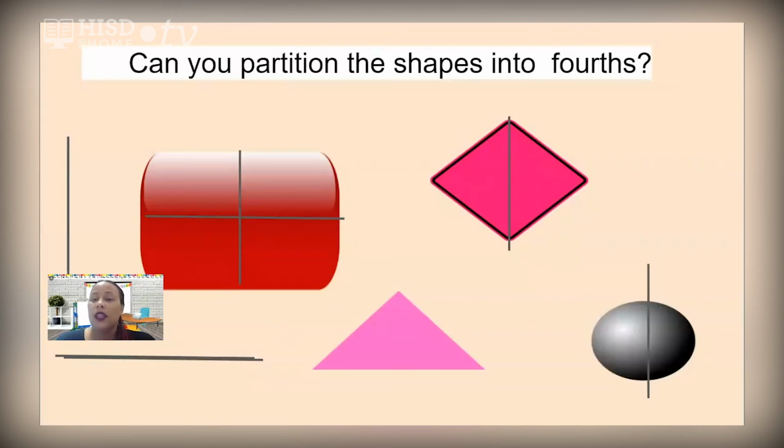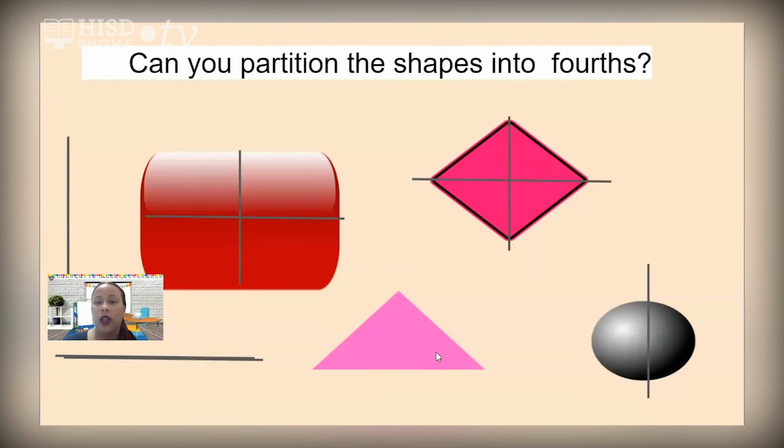Look at the rhombus. The rhombus has already been divided into halves, but we want to change this shape into fourths. Where could we add a line to show fourths? Yes, we could put a line straight across. Now we have 4 equal pieces.